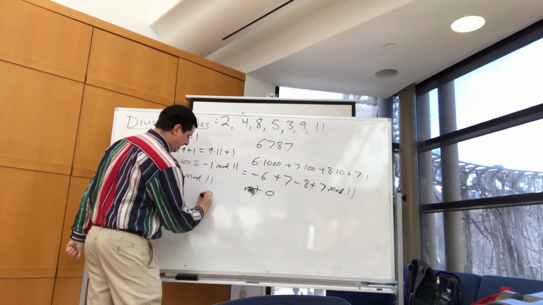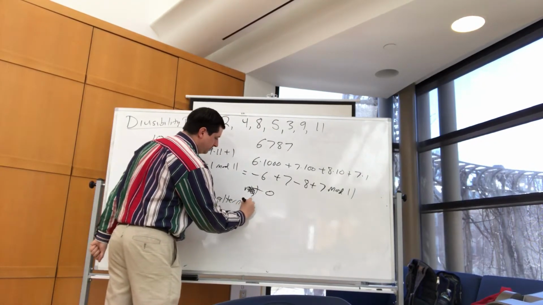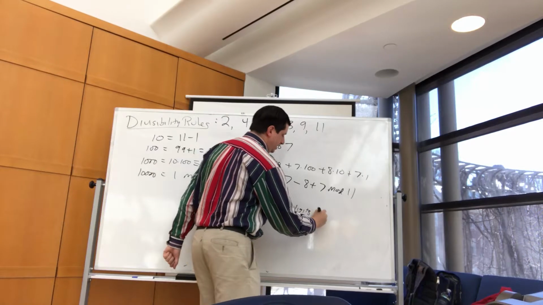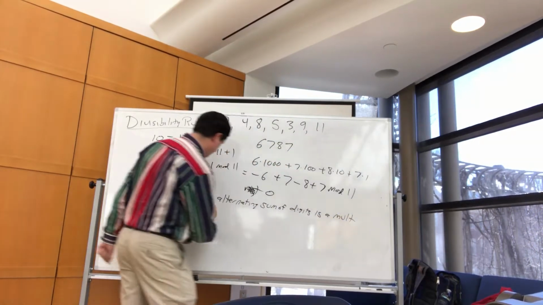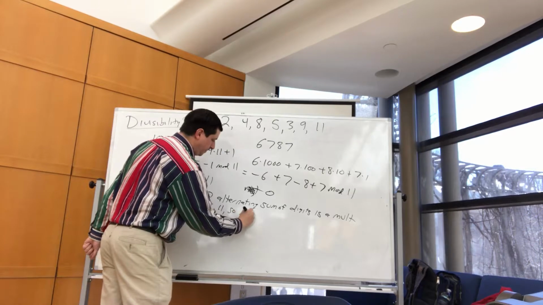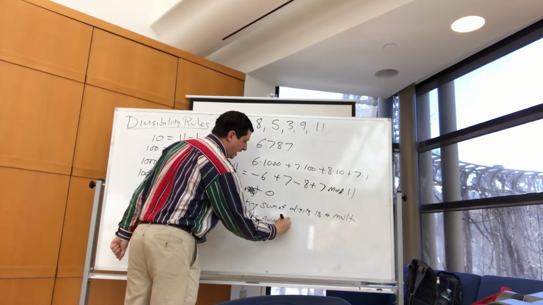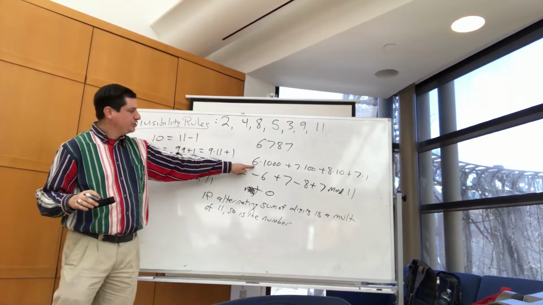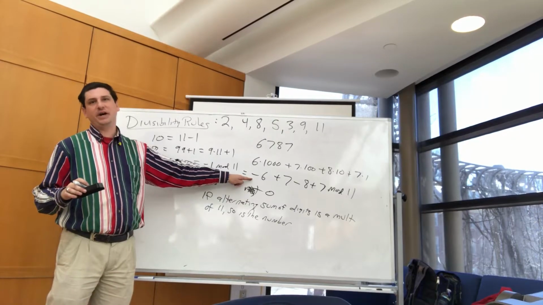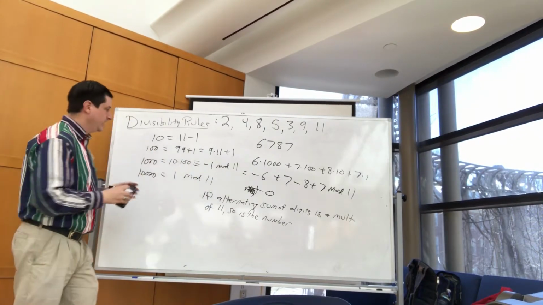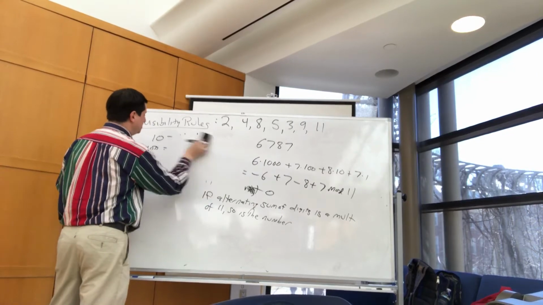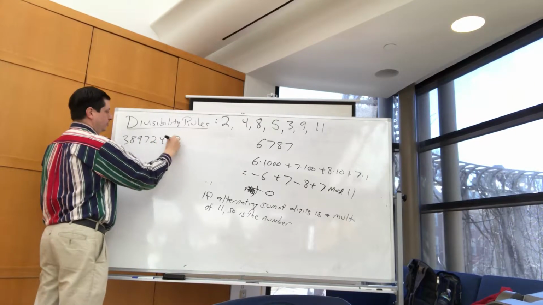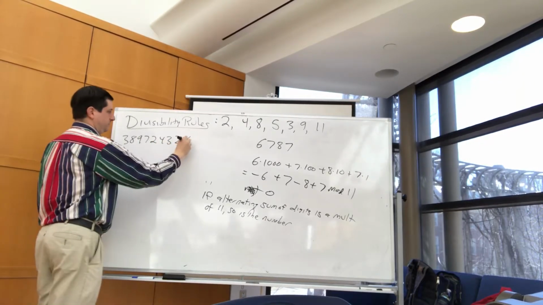So if the alternating sum of digits is a multiple of 11, so technically we should start off with a minus sign, but it doesn't really matter if I start off with a minus sign or a plus sign. It's only going to change the sign. Now what's really nice about this is, imagine I give you a monster number. 3, 8, 9, 7, 2, 4, 3, 2, 6. I don't know.